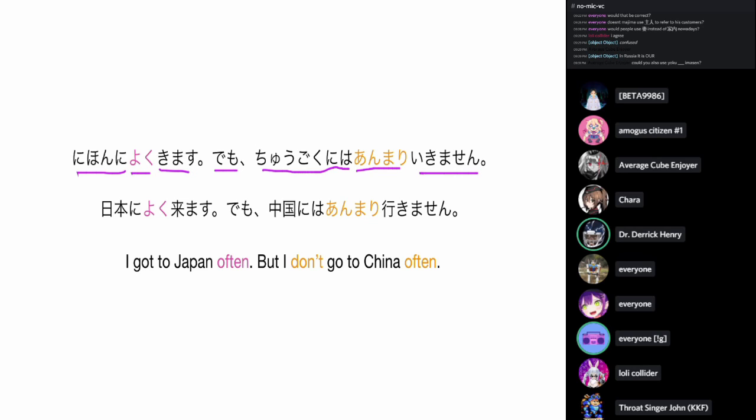Demo, Chugoku ni wa, but to China, anmari ikimasen. I don't go often. So here it's sort of splitting the word in English into don't and often. That's just because of English grammatical rules, but it's one word.